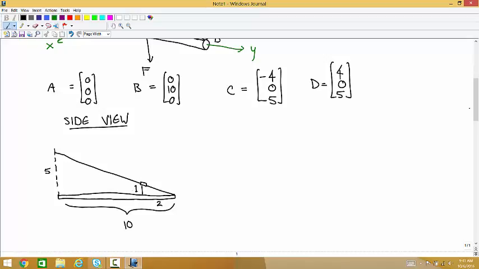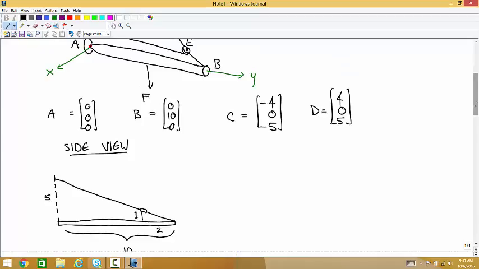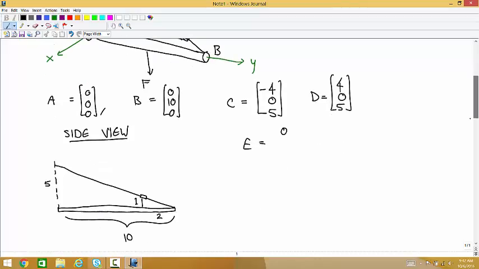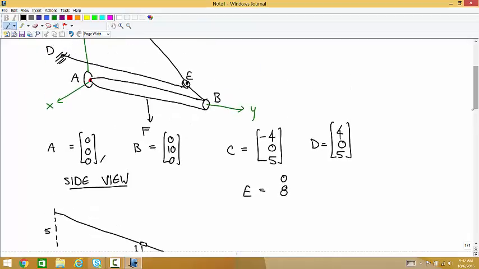Okay, so now we can calculate that point E. We know it's 10 feet along Y to get there. Okay, so E. X is 0 for E. Y, it's 10 feet minus 2 feet. Backtrack 2 feet. So positive 8 for Y. And then for Z, it's up 1 foot. So there.